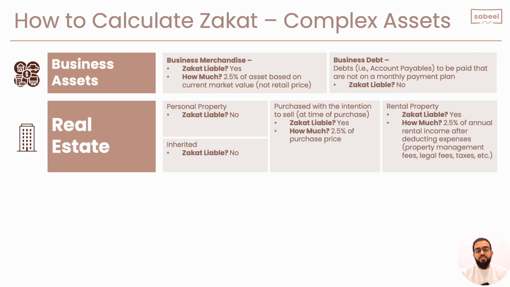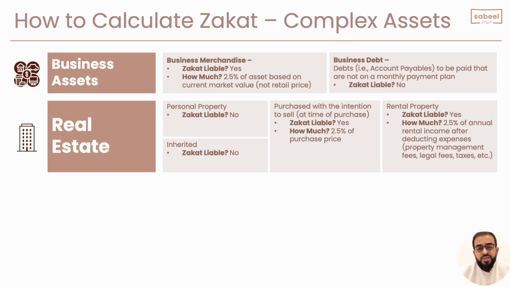The next type of complex asset that we'll cover is real estate. The first type of zakat real estate is personal property. This does not have any zakat due on it. This is the house that you reside in that is for your and your family's purpose. The next type of asset is a real estate asset that is inherited. Those types of assets are not zakat liable as well.